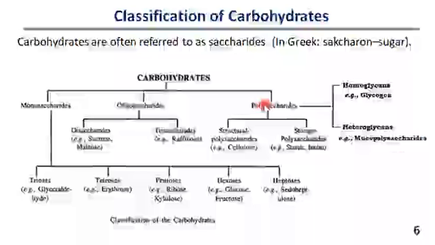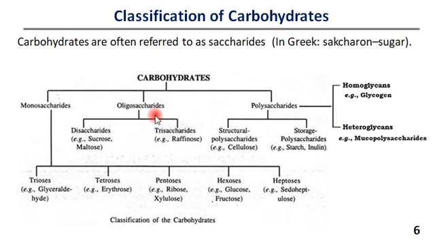The second group of carbohydrates is oligosaccharides. Again, oligo in Greek means few and saccharide means sugar. Oligosaccharides contain 2 to 10 monosaccharide molecules. They are complex sugars made up of 2 to 10 monosaccharide units. The monosaccharide molecules are joined together by glycosidic bonds.